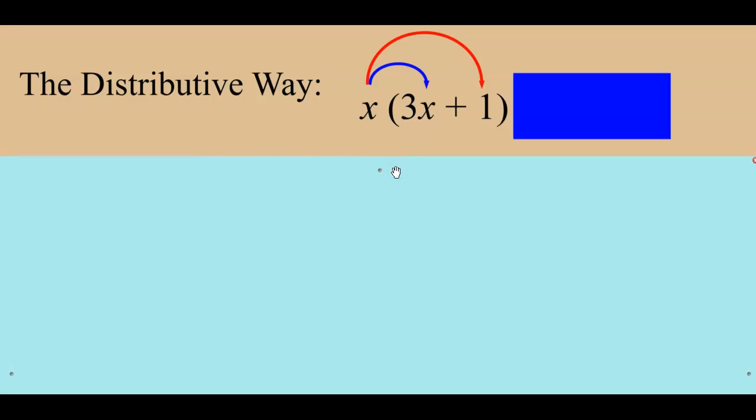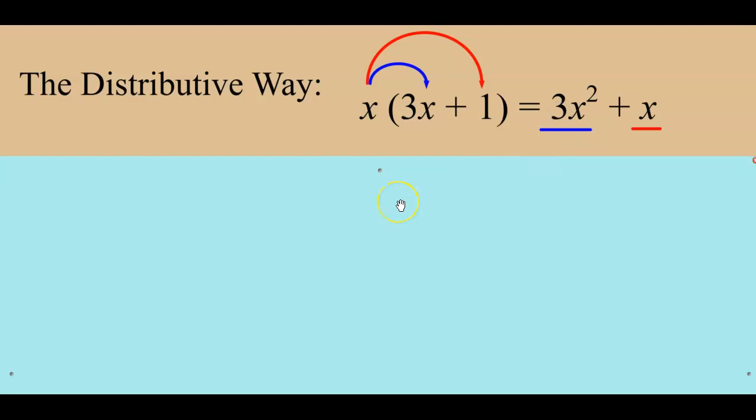Now, you're used to doing this. We would do x times 3x and x times 1 and get 3x squared plus 1x. Remember that if there's nothing in front of it, there's an invisible 1. So x times x is x squared, and I have 3 of them.